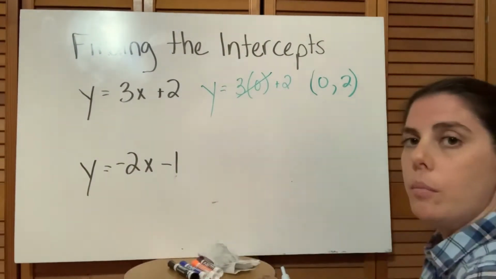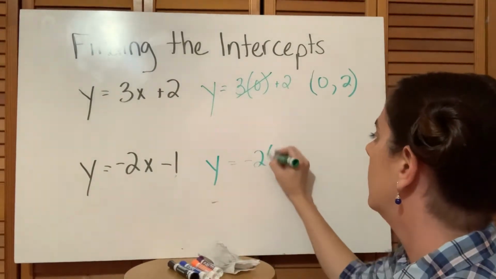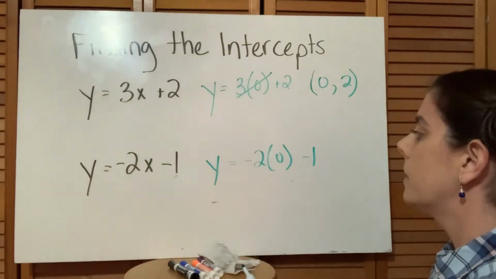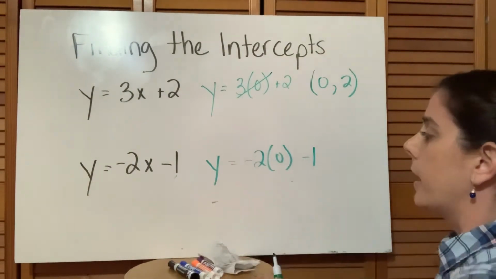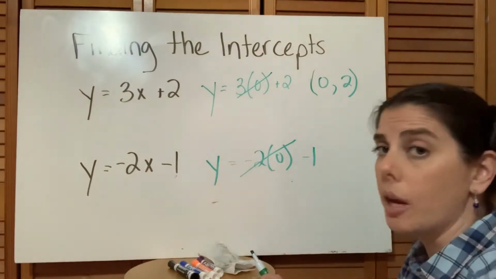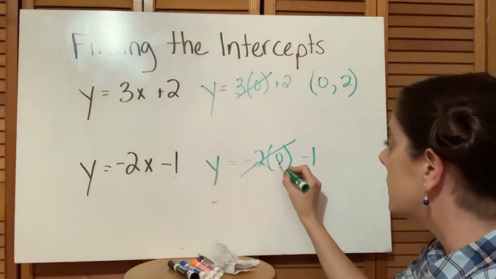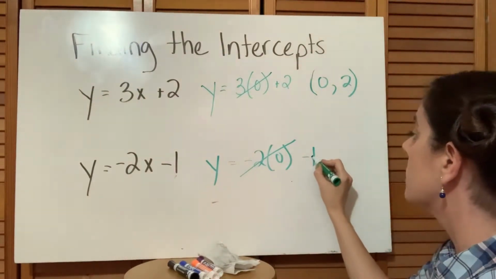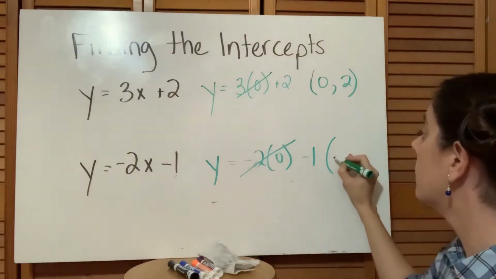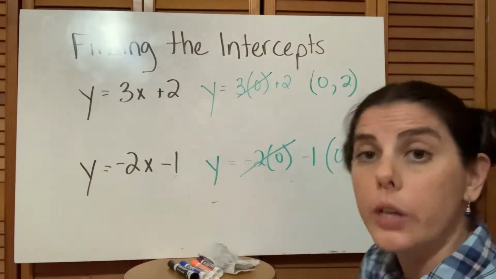We can do the same thing with this one. We're going to substitute the x for 0 to find our y-intercept. So y equals -2 times 0. Again, that term, -2 times 0, is just going to equal 0. So when x equals 0, y equals -1. So our coordinate for the y-intercept would be 0, -1. So that was pretty simple, right?